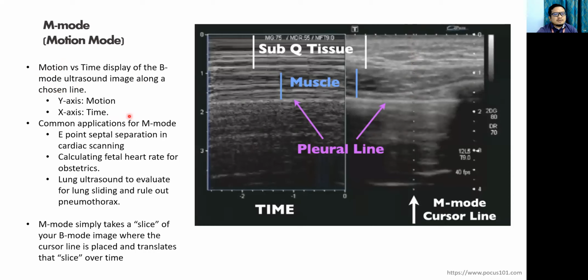So the y-axis will be the motion and the x-axis is time. As time moves on, you can see at that specific point what is happening to the structure. Common applications for M mode: E point septal separation in cardiac scanning, calculating fetal heart rate for obstetrics, lung ultrasound to evaluate lung sliding and rule out pneumothorax, and also IVC variability index. M mode simply takes a slice of your B mode image where the crystal is placed and translates that slice over time.